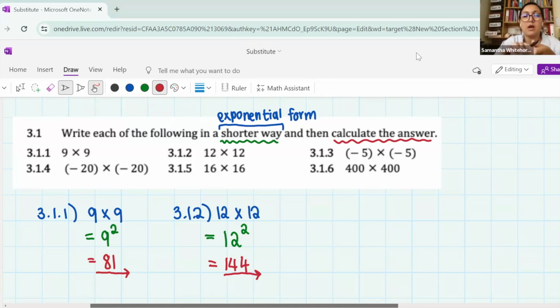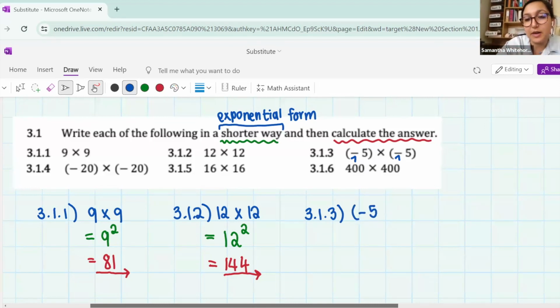Awesome. Right, if we have a look at 3.1.3, this is a little different because we've got negative signs. What I want you to notice is that these negative signs are inside the bracket. There are lots of different ways we can think of this, but because they're inside the bracket, they're part of what is going to be attached to my exponent. We already know, and you told me earlier, that a negative times a negative is a positive. So already in my mind, when I calculate the answer, that should be a positive. But let's first write it in that shorter, simpler way.